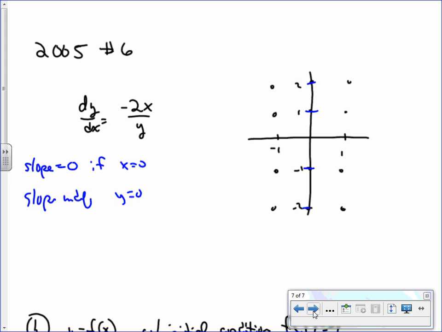Over here in the first quadrant, when both x and y are positive, your slopes are going to be negative. At 1, 1 that slope is negative 1. And then at 1, 2, that slope is negative 2, isn't it? At 1, 1 the slope is negative 2, and at 1, 2 the slope is negative 1, so it's less steep as you get up higher.